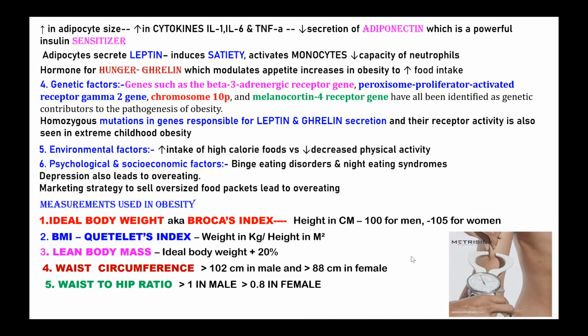Appendant caliper. Carpenter caliper. Very good. It's called triceps skin fold and it is measured using Carpenter calipers. So these 6 measurements you have to know, how they measure the grades of obesity.